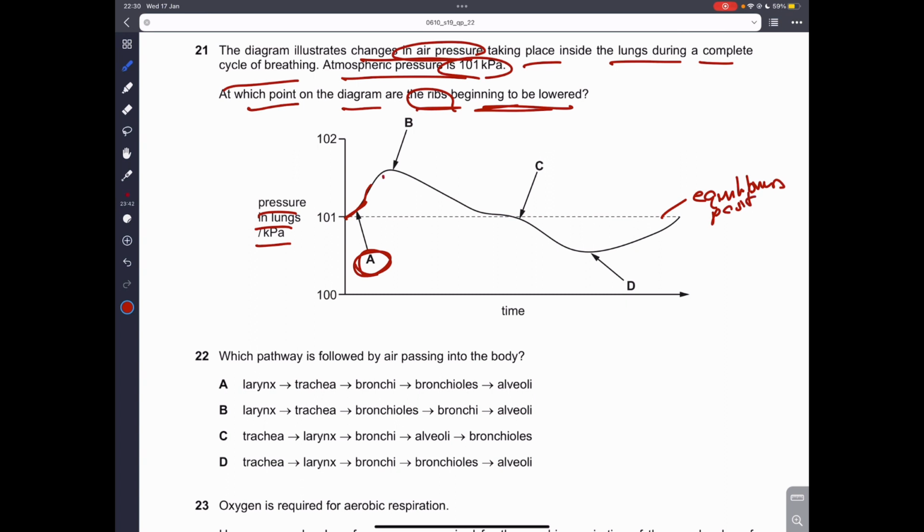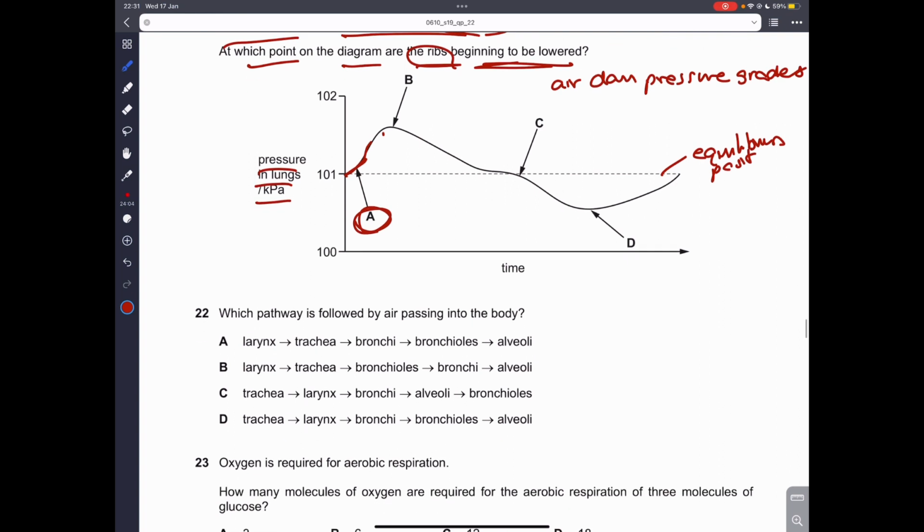Right. At B, the pressure in the lungs increases because obviously the air is going to move from your lungs. Air moves down a pressure gradient, and this is really the main point that they're trying to get across here. So it is because of this pressure difference that you are able to breathe.